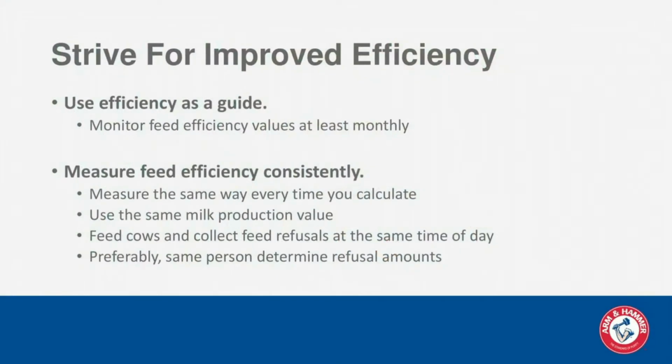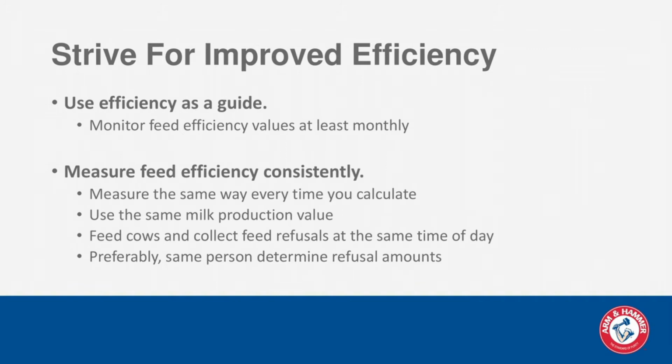Measuring it consistently is very important. So we want to measure this feed efficiency number the same way every time. We'd like to use the same milk production value every time. In other words, that energy corrected milk number would be the preferred number. Ideally, to get a more precise and accurate vision of what's going on in the dairy relative to feed efficiency, we'd like to feed the cows and collect the feed refusals at the same time each day to take out variation relative to time of day.